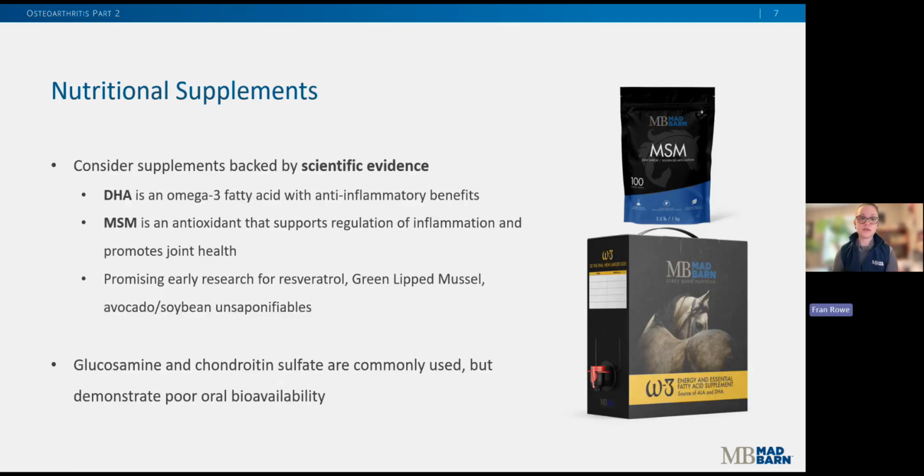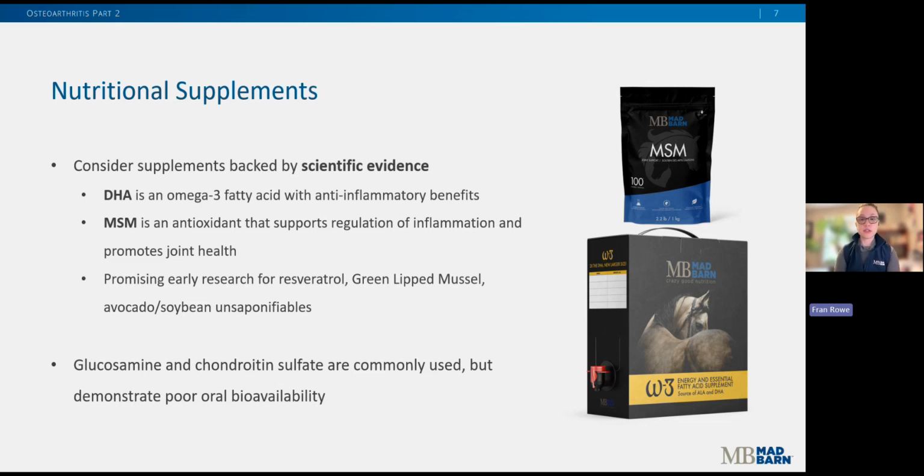Last on our list for providing direct joint support or whole body joint support is through the use of nutraceuticals or nutritional supplements. So there are a lot of different joint supplements on the market. Of course, when you go to Google, you're going to see many different types of products that have different ingredients or a combination of ingredients. And that can be really overwhelming because it's hard to know what to choose.